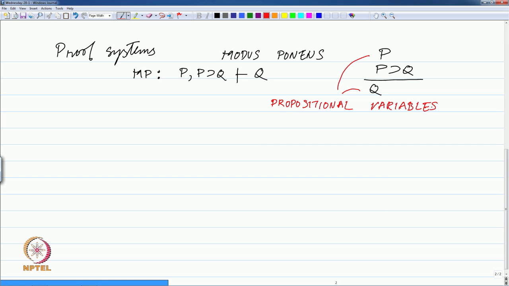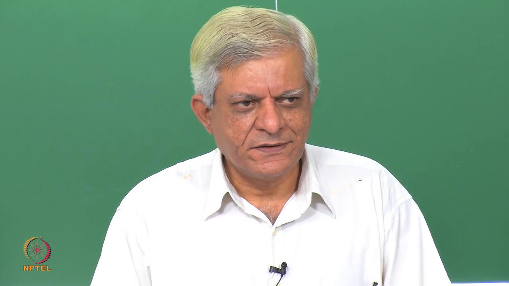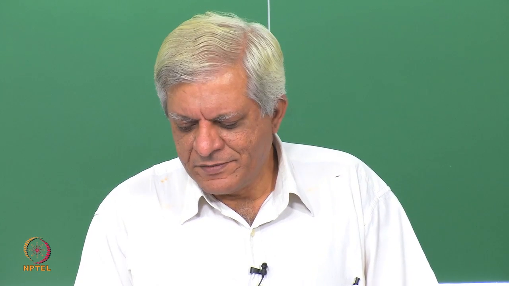Which means you can plug in any sentence in place of P or Q. So what this defines is only the form of the argument. I could have written something like this: A and B or C, and then A and B or C implies R or S, and from this I can infer R or S. If I do this, I am still using the rule of Modus Ponens.